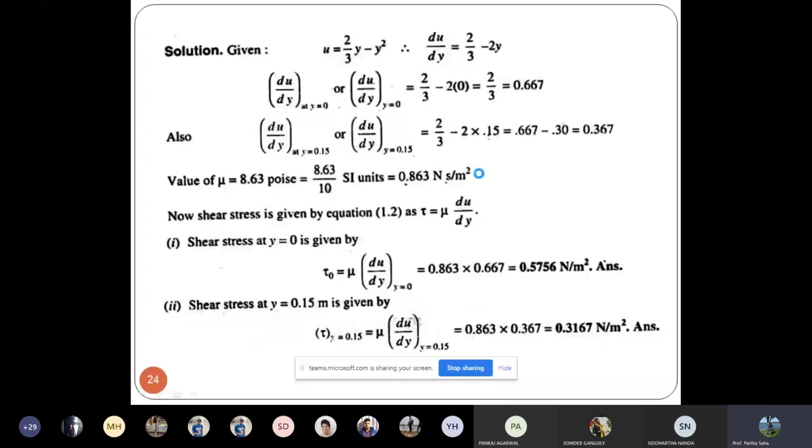Now I think you all know the equation tau equal to mu du/dy. You put the value at y equal to 0, tau naught will be mu (du/dy) at 0. Mu is given, and du/dy at 0 you also calculated. So the shear stress will be 0.5756. Similarly at y equal to 0.15, it will be 0.3167. That's how we have to calculate. So next, let's move to the next slide.